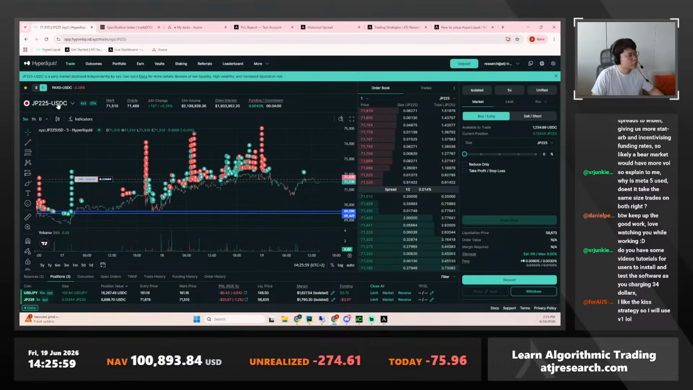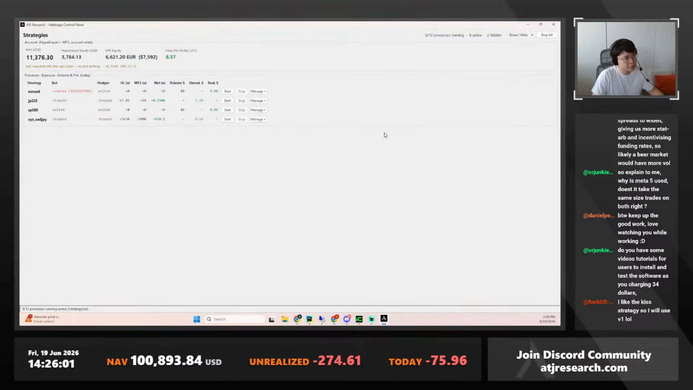So let's try to open some trades today, and we'll work with this control panel. I'll show you how to work with it. And later I will upload the code, and then you guys can try it and give me your feedback on what you think about it.